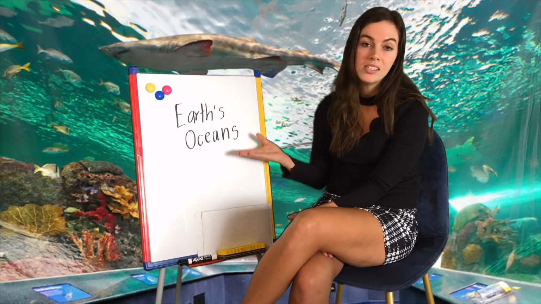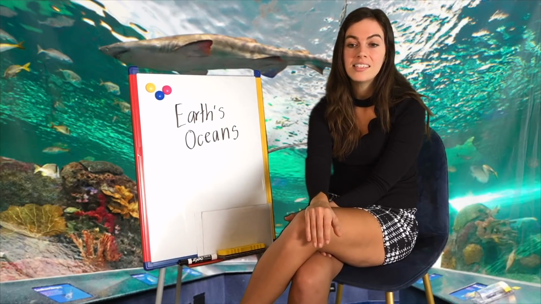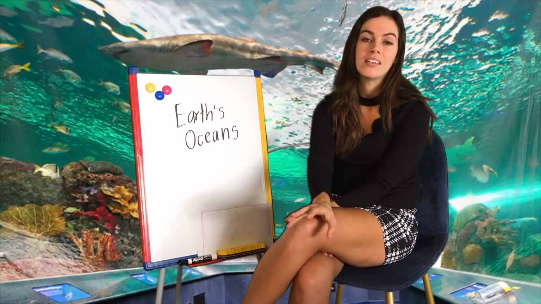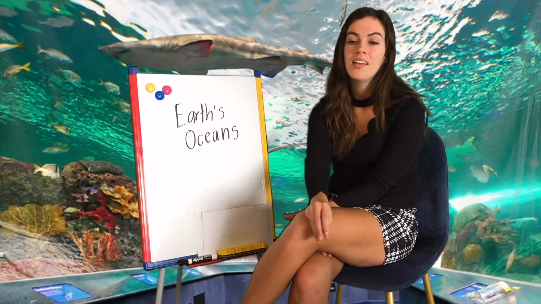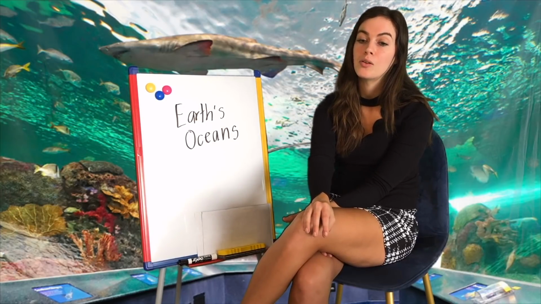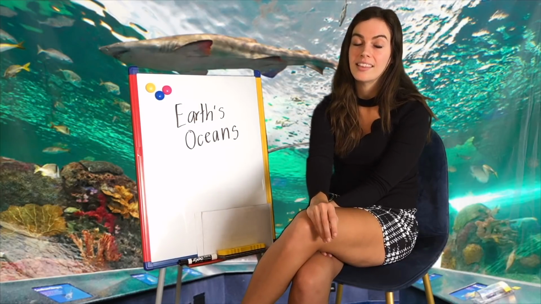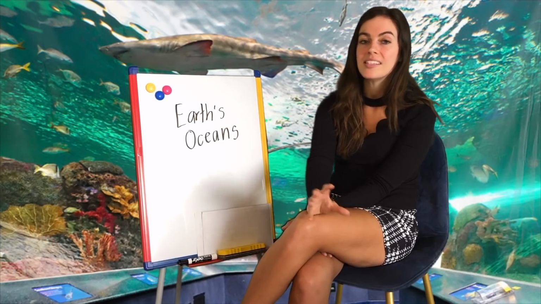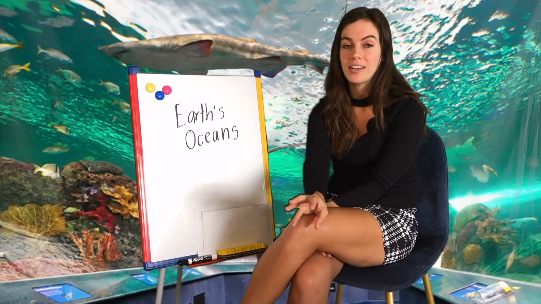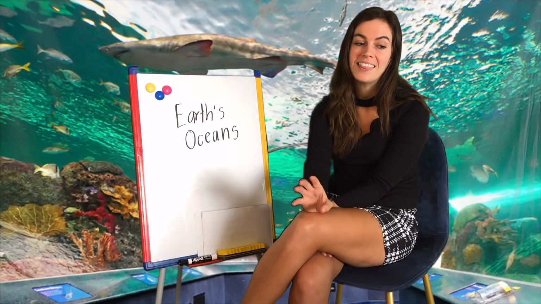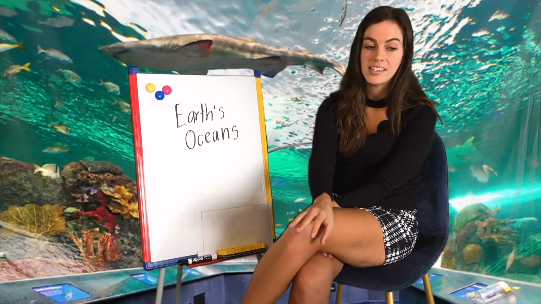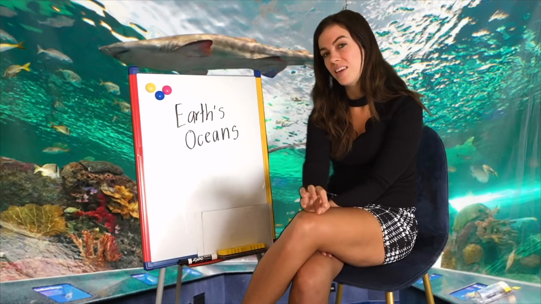So the oceans are Pacific, Indian, Atlantic, Arctic, and Southern. Pacific being the largest ocean. The area and volume of the Pacific Ocean is greater than the Atlantic and Indian combined. So a sea is one of the largest bodies of salt water, less than an ocean, found on Earth's surface. So the Mediterranean, Arctic, and Black Sea are really a part of the Atlantic Ocean.